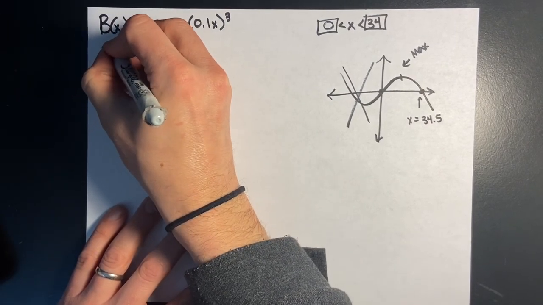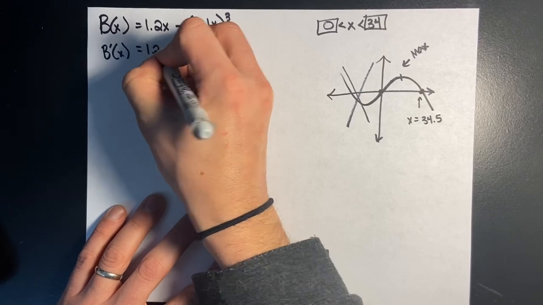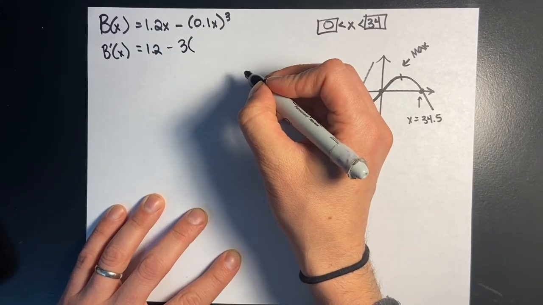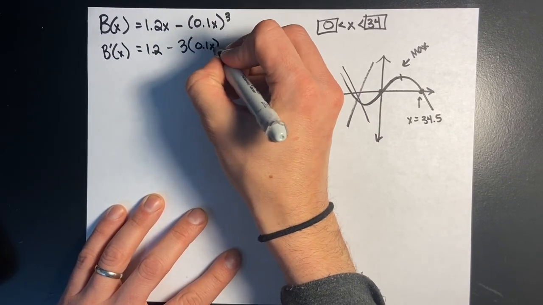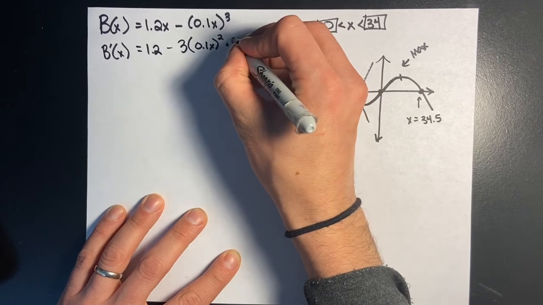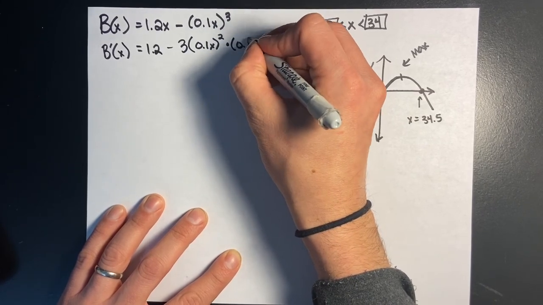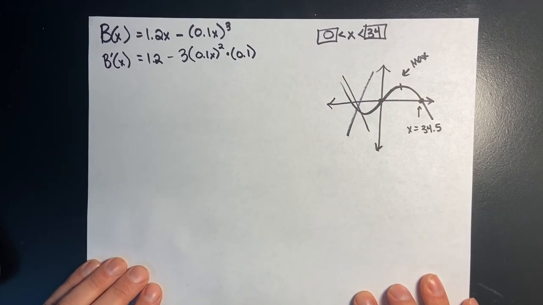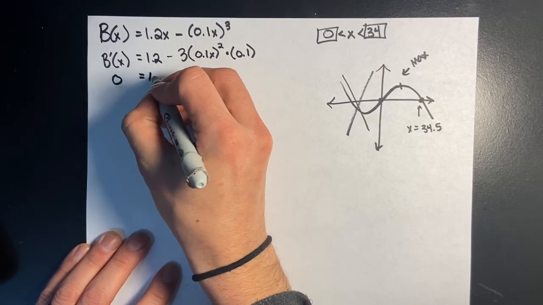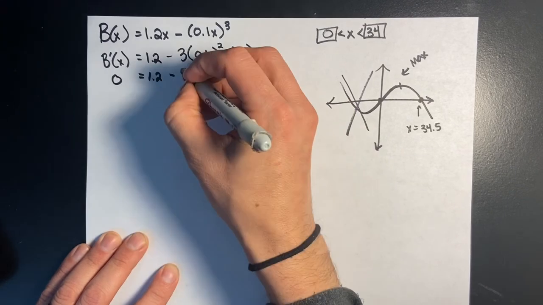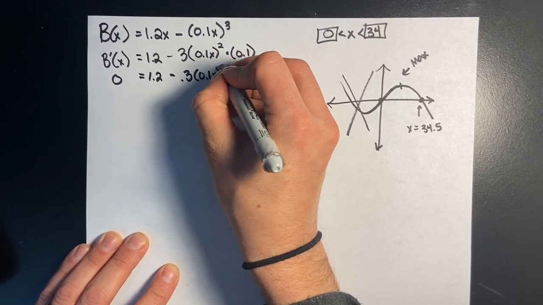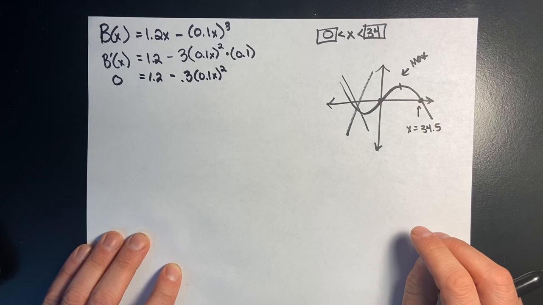So I take the derivative. That becomes 1.2. This is chain rule. Bring down the 3. Keep the inside. Don't forget about that 2. And multiply everything by the derivative of the inside, which is 0.1. So what I'm going to do is set it equal to 0. 1.2 minus 0.1 times 3 is 0.3, and I have 0.1x squared.